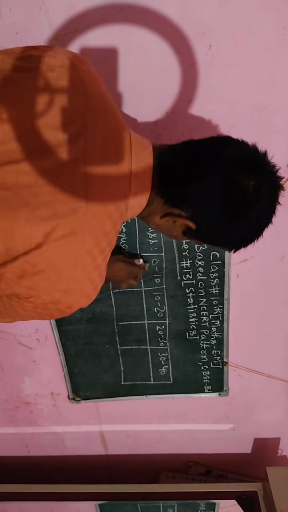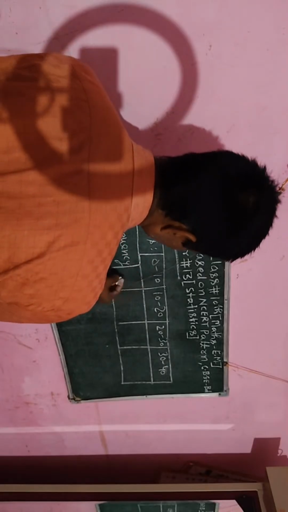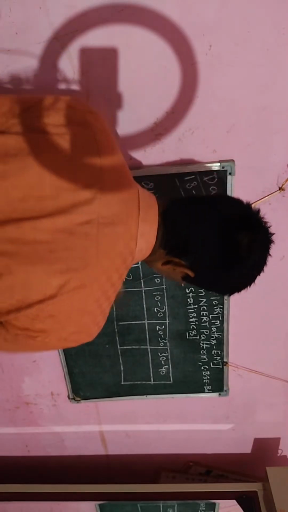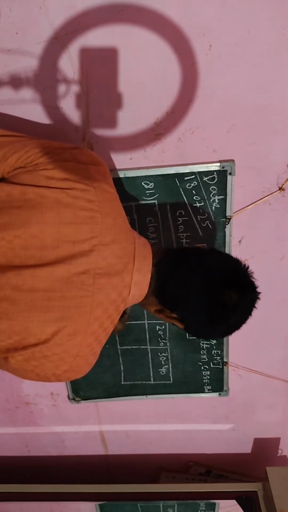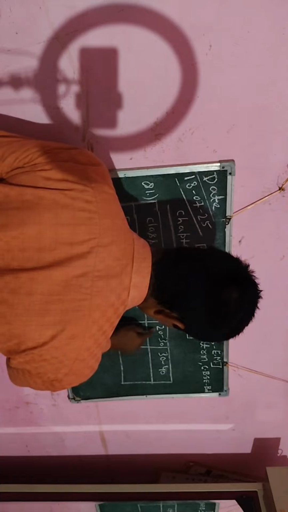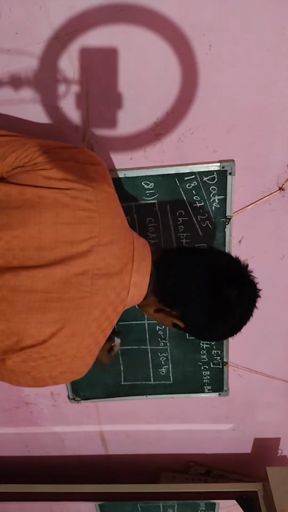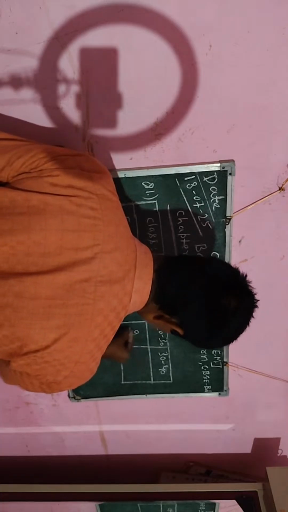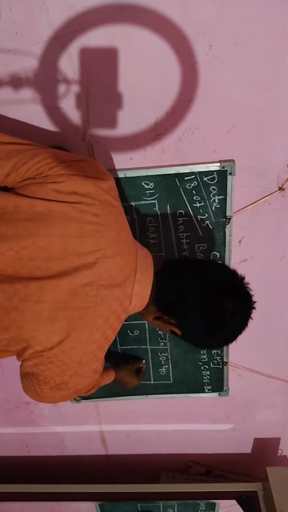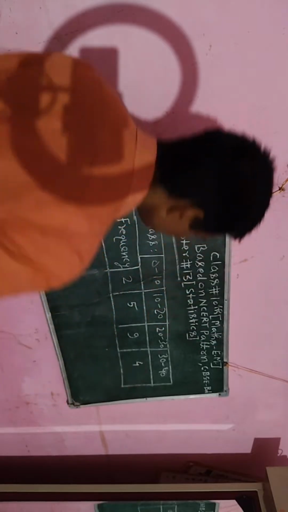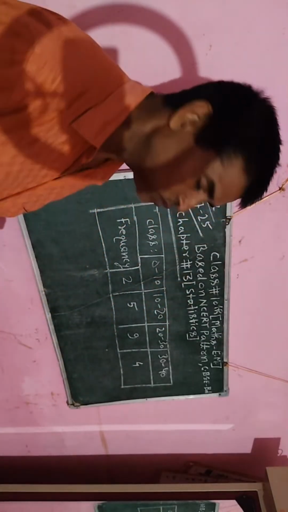Now frequency from 0 to 10 will be 2. From 10 to 20, frequency will be 5. From 20 to 30, its frequency will be 9. Now from 30 to 40, its frequency will be 4. Okay. Now we have to find the mode of this group data.